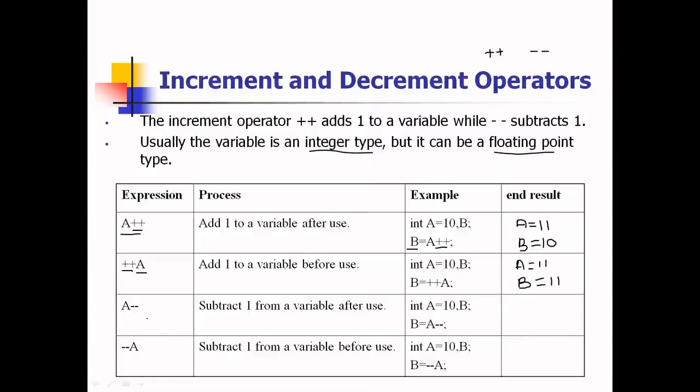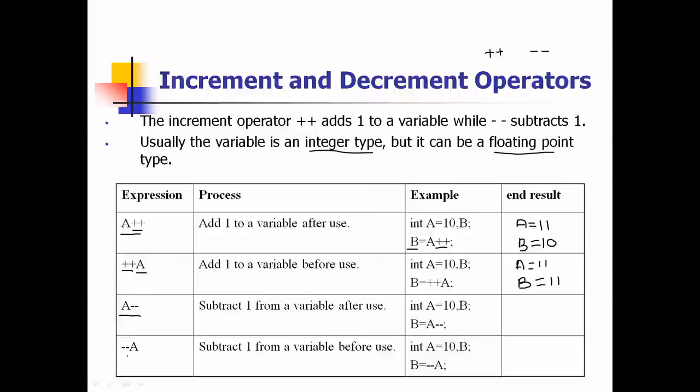Okay, the next expression is a minus minus. Now minus minus simply subtracts 1 from variable after use. As I've said, this is post decrement. Like we have post increment, we can also have a post decrement where value is first used, then it is deducted or subtracted. So here we have int a is equals to 10, b is equals to a minus minus. In this case the end result will be, you just check it out what will be the end result, that will be an assignment for you.